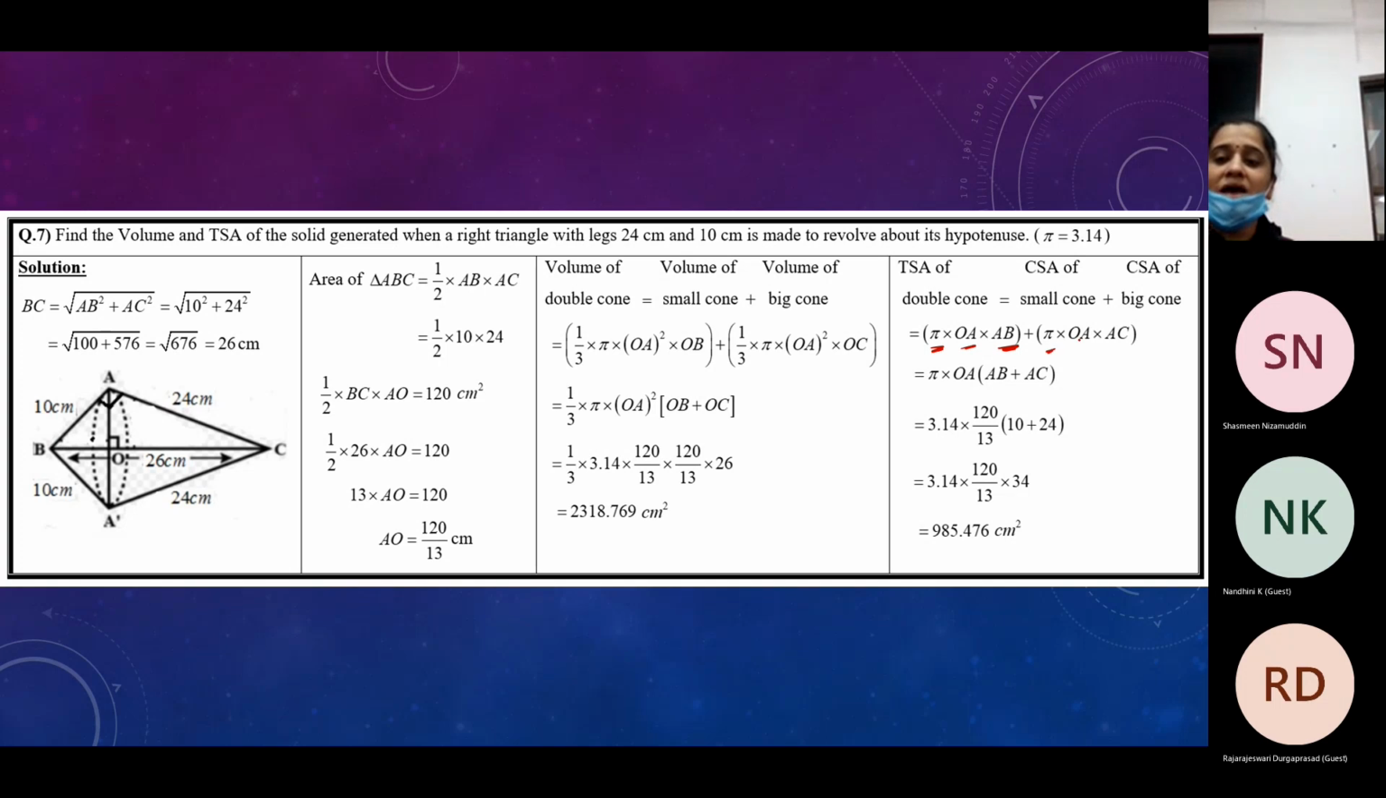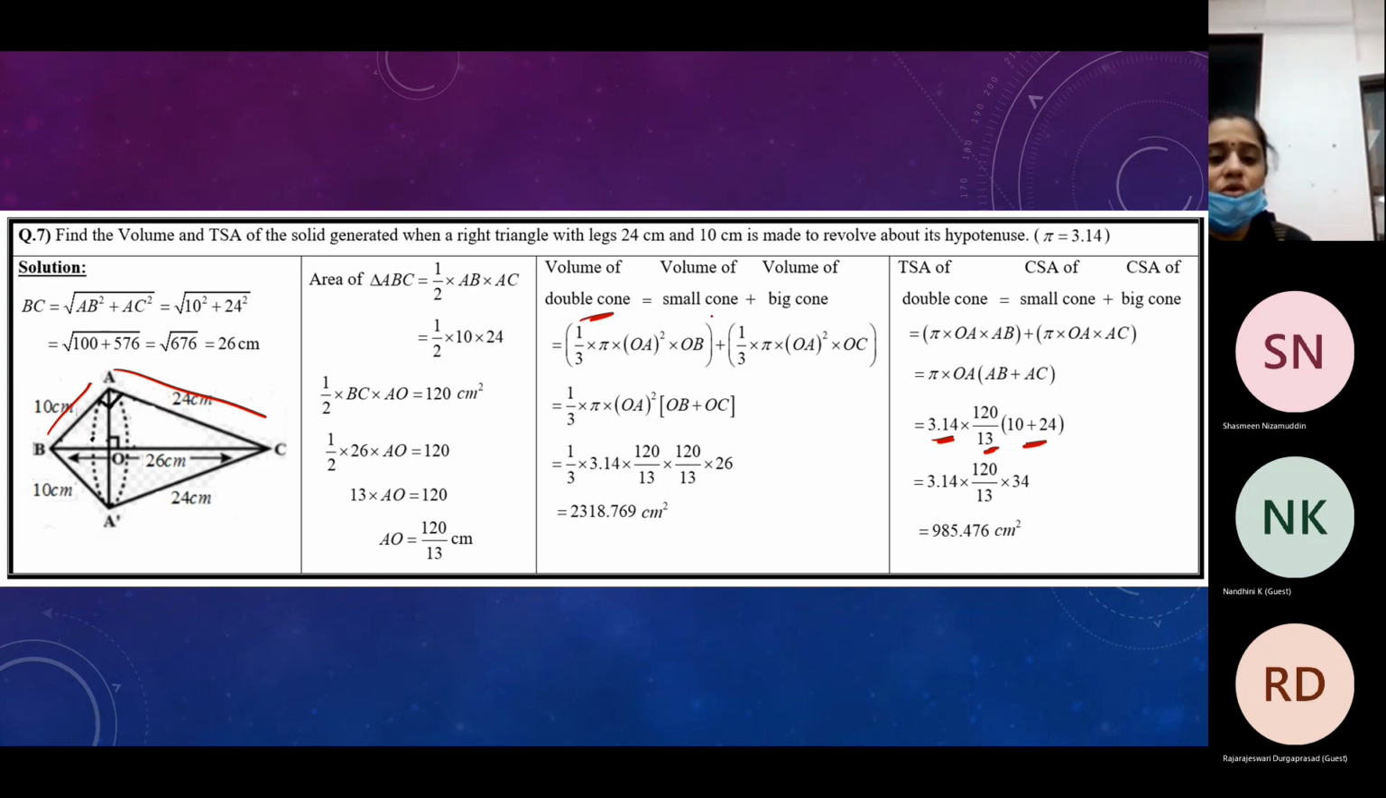Plus pi R, again, what is R? OA into L, AC. Pi RL is the formula, CSA, pi RL. So what's common again? Pi into OA is common. So in the bracket, you have AB plus AC. So pi is 3.14, OA is this one, AB plus AC, 10 plus 24. That's all. It's very simple.